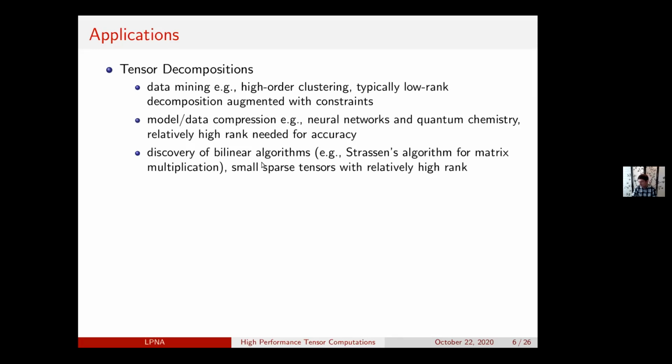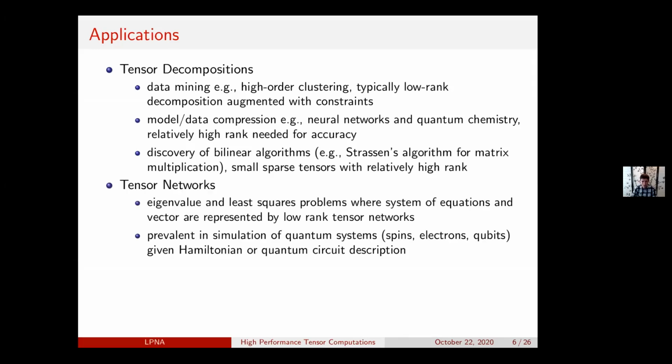For even 9 by 9 by 9 tensors that represent the 3 by 3 matrix multiplication problem, we don't know the optimal CP rank. So that's still an open problem. So tensor decompositions, even for very small tensors, can be extremely hard problems. In a sense, not just NP hard, but we can't even really search over an exponential space of solutions.